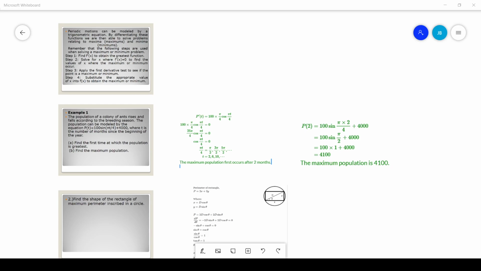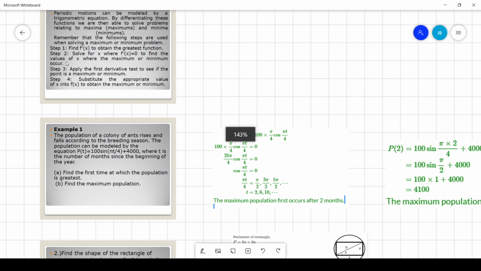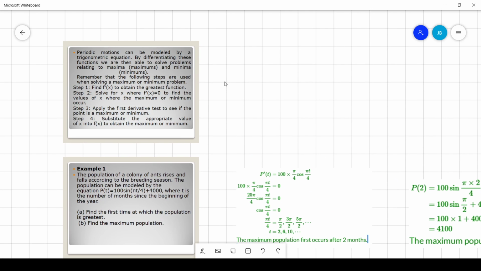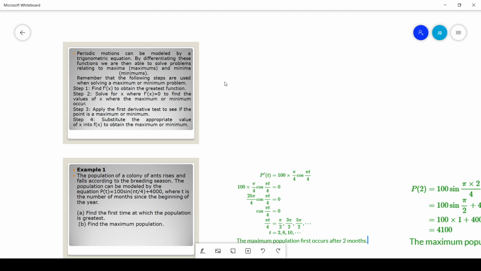Okay, so I'm going to start talking about the applications of trigonometric functions. So here are some steps that you need to apply. Actually, it's basically the same as the steps in finding the maximum and minimum and time rates also. But this time, we are going to relate it to trigonometric functions.